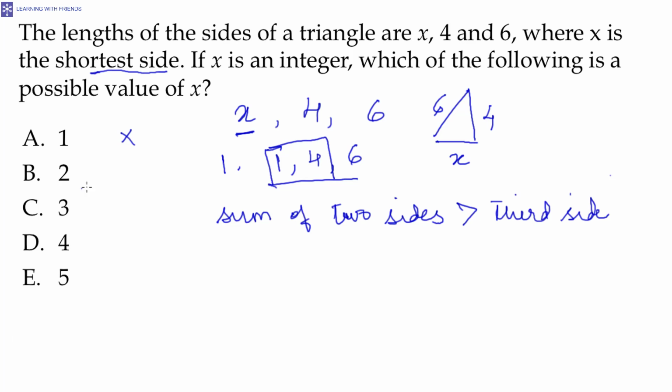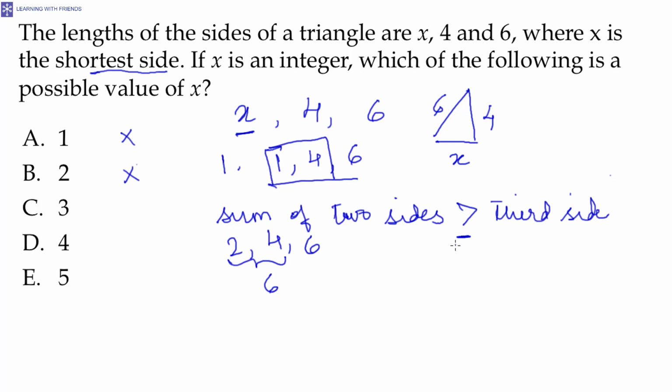Let's look at 2. If I take 2 as a shortest side and my triangle is 2, 4 and 6, this triangle is also not possible, because 2 plus 4 is 6 and 6 is equal to 6, while the condition is that the sum should be greater than the third side. So this also is incorrect.